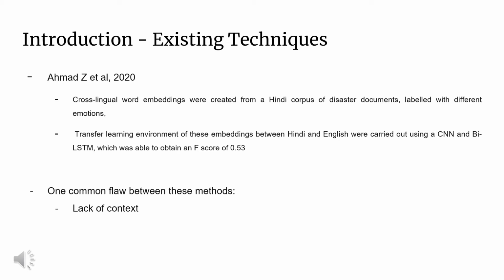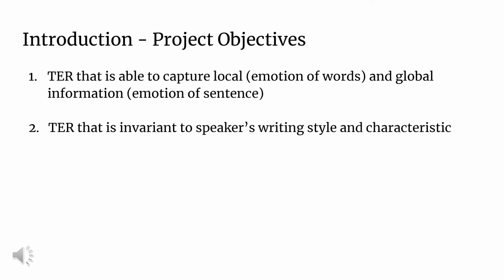So, upcoming, we're going to talk about our project objectives and how we're going to achieve our goal by avoiding the issue of lack of context. In this project, our objective is to develop text emotion recognition that is able to capture both local and global information, such as the emotions of words and sentences. In addition, we also aim to develop techniques that are invariant to speakers' writing style and characteristics.